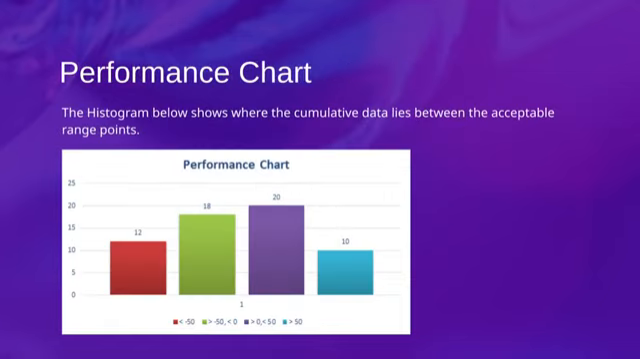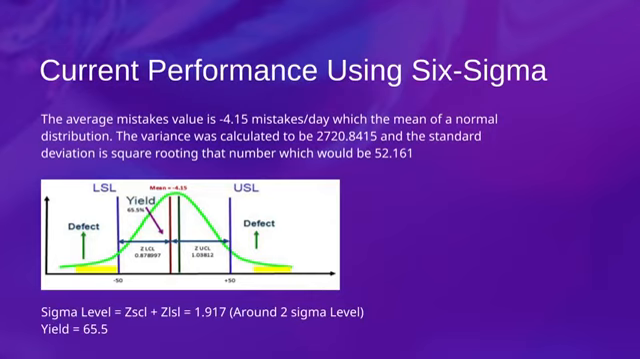This is the performance chart, where we can see lots of data, like around 22 observations are outside of our range limits. They are considered process defects. This is a big number. So here we measure the current performance using Six Sigma, where we can see that the calculated mean is around -4 mistakes per day. It's the mean of the normal distribution. So this is the average mistakes the warehouse makes per day, -4 mistakes. Okay, the variance was calculated to be 2,720, and the standard deviation is around 52.